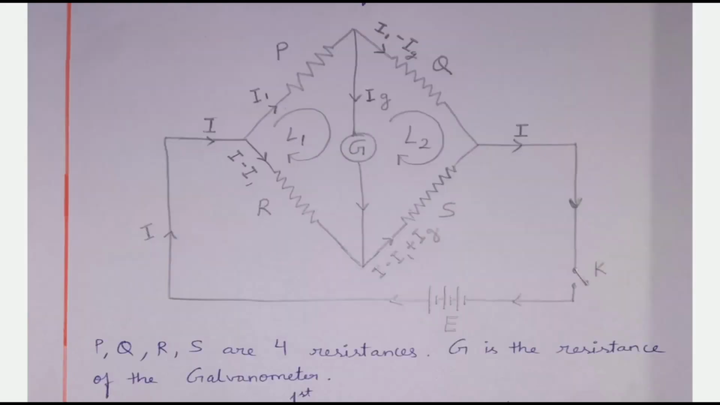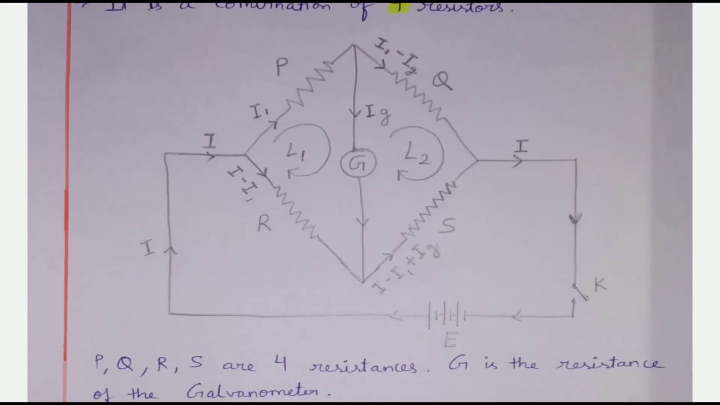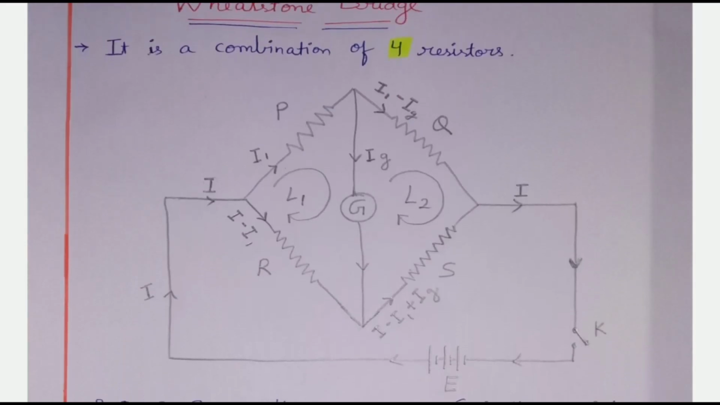It has got many applications. Basically, what happens for a given choice of P, Q, R, S means at a certain condition no current flows through the galvanometer, that is Ig becomes 0.